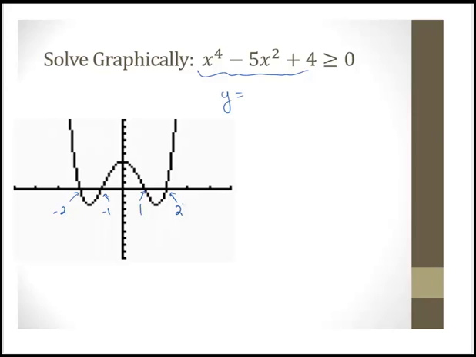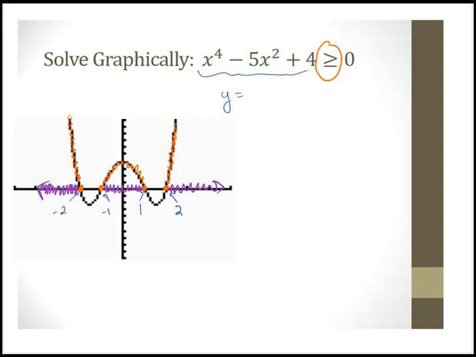Now, we were asked to solve graphically where the function was greater than or equal to 0. Well, we know it's equal to 0 at -2, -1, 1, and 2. Now, where is it greater than 0? Well, all of these points have y values greater than 0, and these points have y values greater than 0, and these points have y values greater than 0. Now in terms of x, smash those points to the x-axis, and we would have this interval, and this interval.